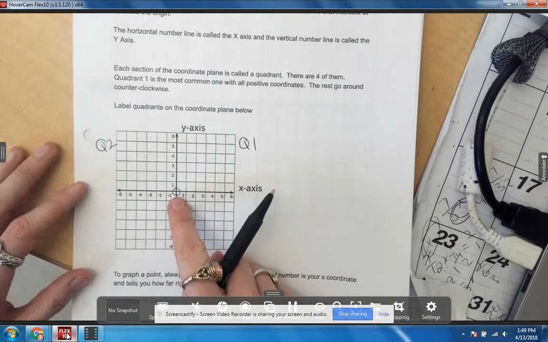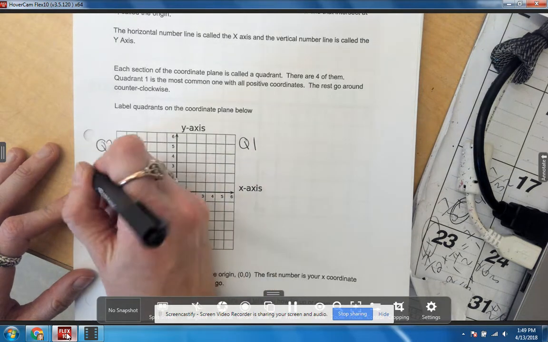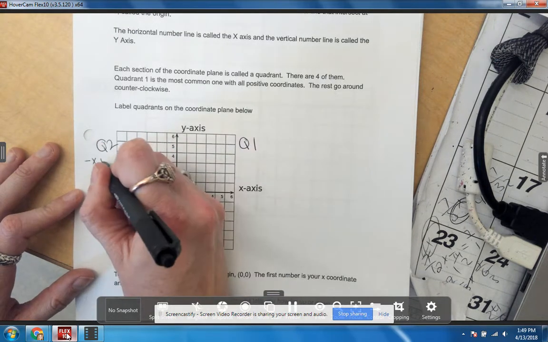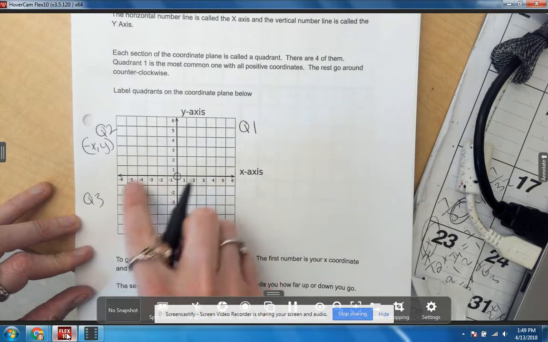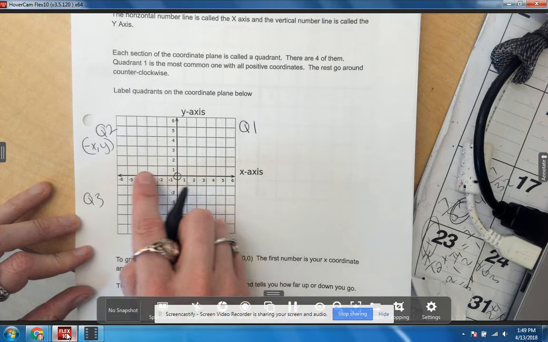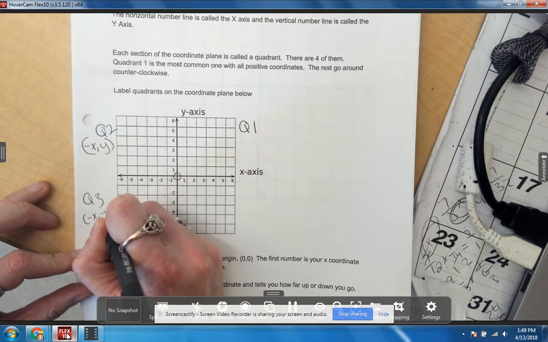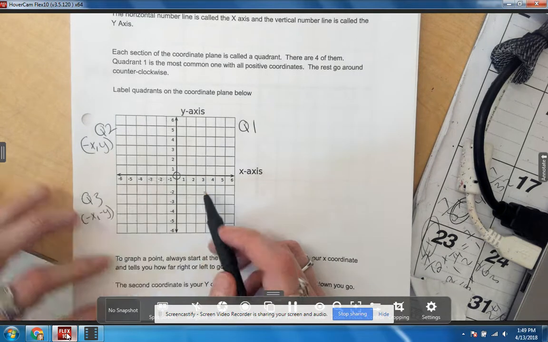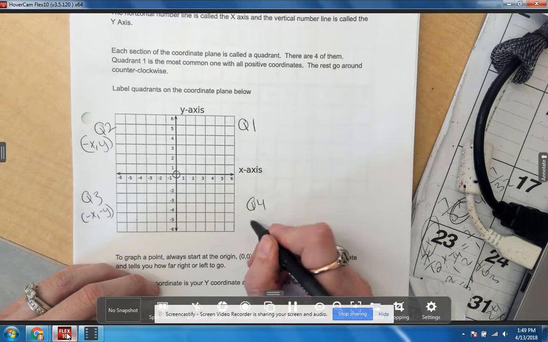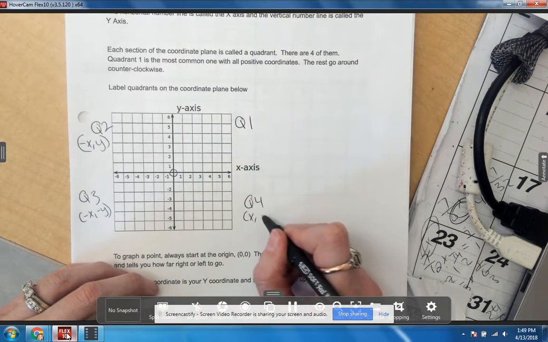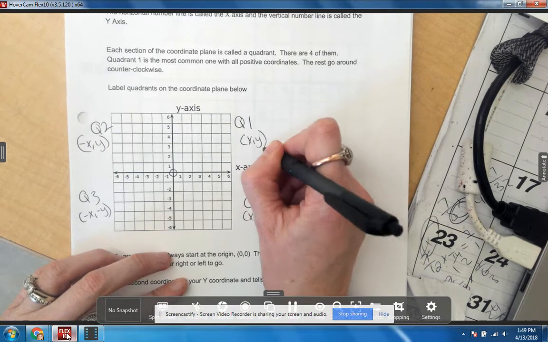So quadrant 2, to get into this section, you have to go to the left and up. That means it has a negative x value and a positive y value. Then we have quadrant 3. That is this section here. In order to get a point in this section, you're going to the left and you're going down, so both negatives, a negative x and a negative y. And then for the last one, this is quadrant 4. In order to get into this section, you have to go to the right, which is positive x, and then down, which is negative y. And then again, this most popular one is when everything is a positive number.